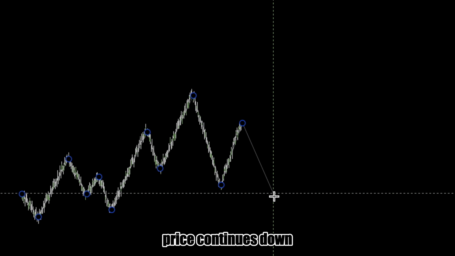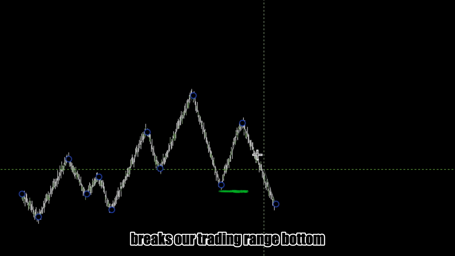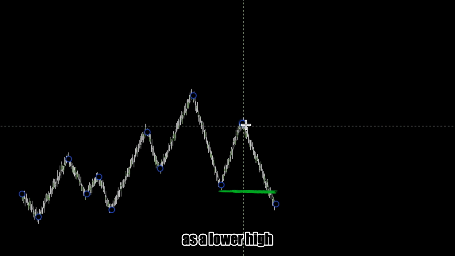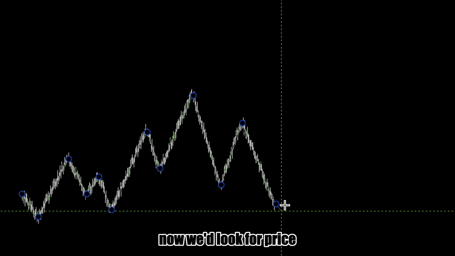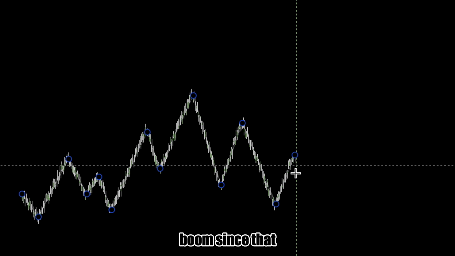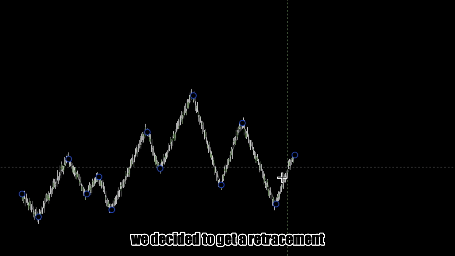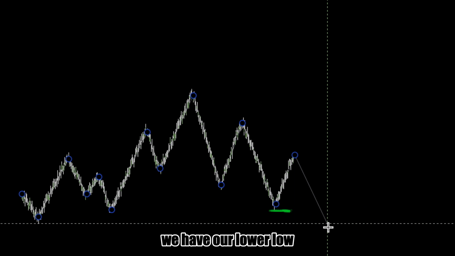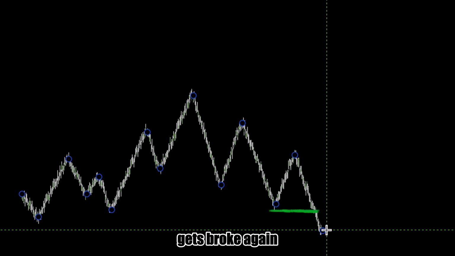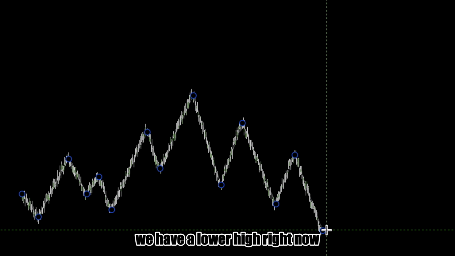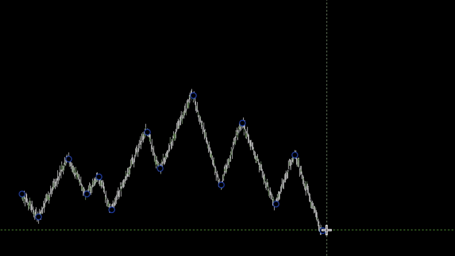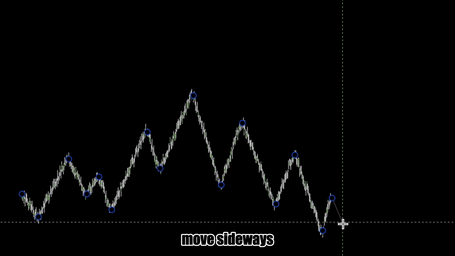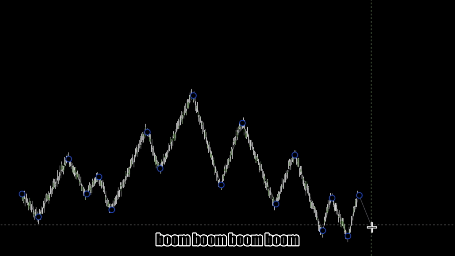So now let's say price continues down and breaks our trading range bottom. That confirms this as a lower high. Now we look for price to come down. Boom. Since we had started to get a retracement through here, we have our lower low, the trading range bottom gets broken again, and we have a lower high, right? Now another thing that we can see happen is price continuing to move sideways. Boom, boom, boom, boom.